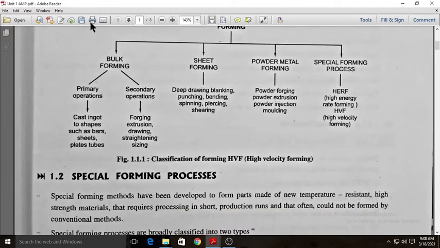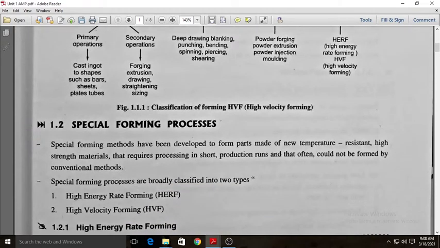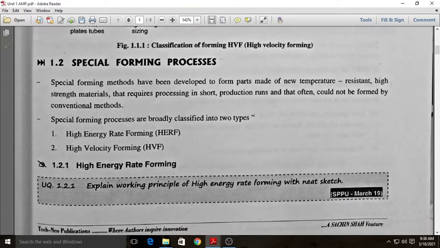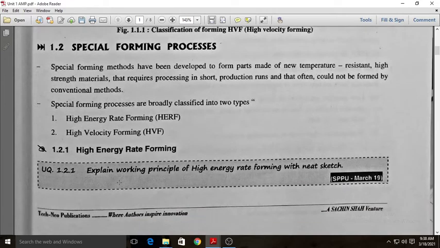You are already familiar with bulk forming, sheet forming and powder forming, but here we are going to study the special forming processes. So what are special forming processes? Special forming methods have been developed to form parts made up of high temperature resistant, high strength materials that require processing in short production runs and often could not be formed by conventional methods.